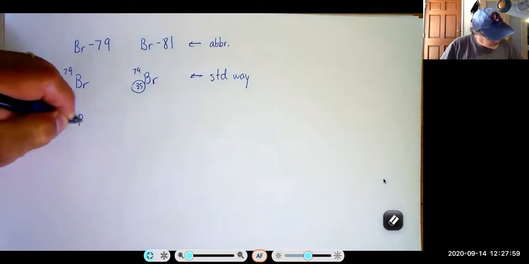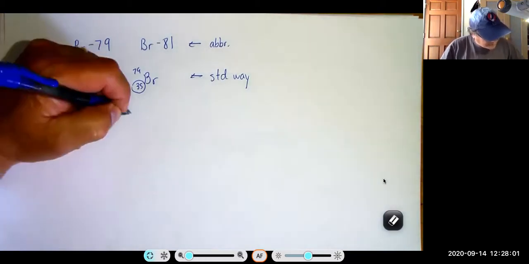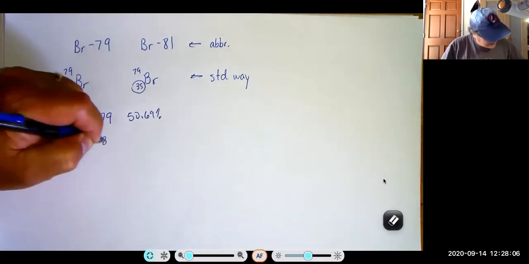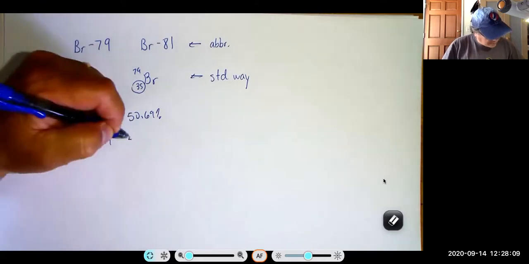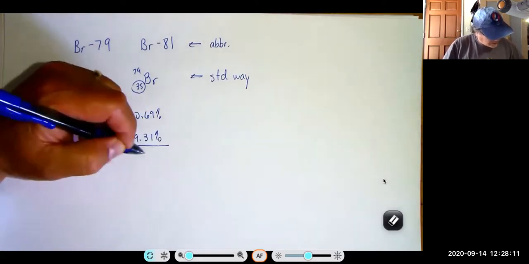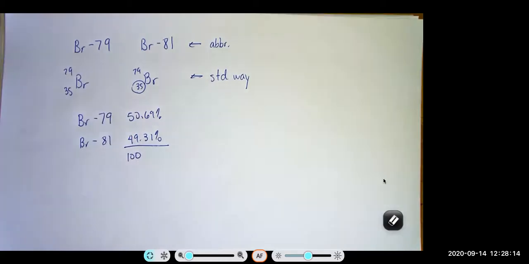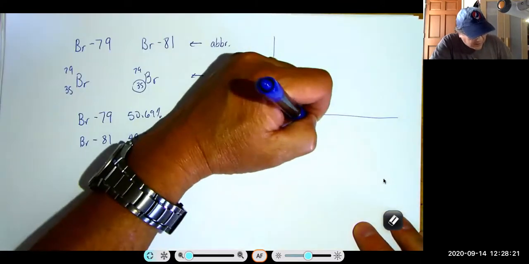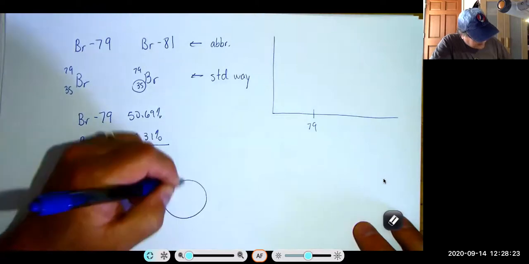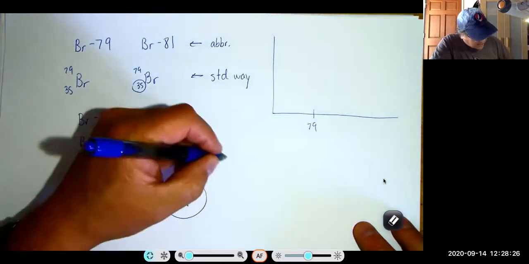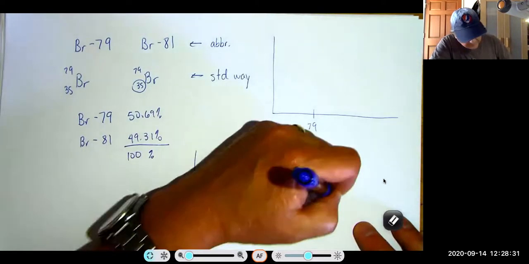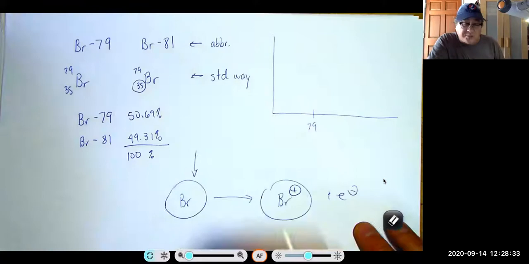And these 2 isotopes have an abundance of 50.69%, and 81 has 49.31%. Do you see how these add up to 100%? Yeah. Which they should, right? Now, when you do mass spectrum on these guys, what happens is you take an atom of bromine and you knock an electron off, and you end up with a positively charged bromine, okay?